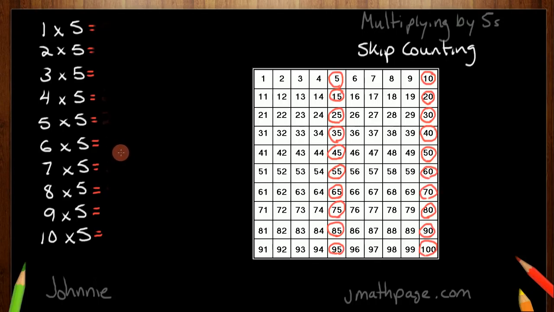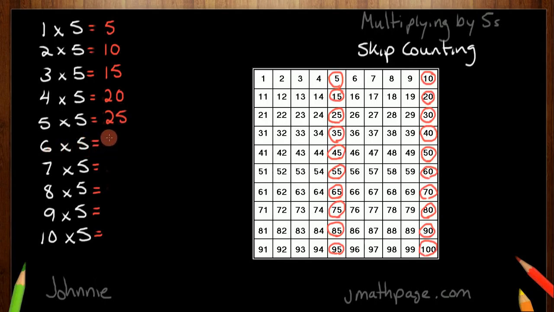How'd you do? Let's write them in just to check for ourselves. Are you ready? 1 times 5 is equal to 5. 2 times 5 equals 10. 3 times 5 equals 15. 4 times 5 equals 20. 5 times 5 equals 25.